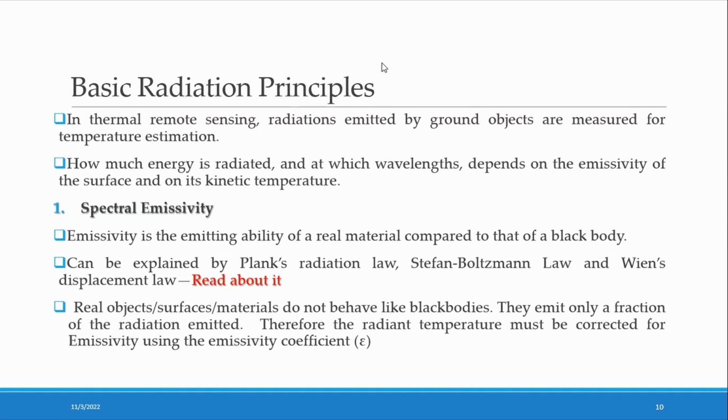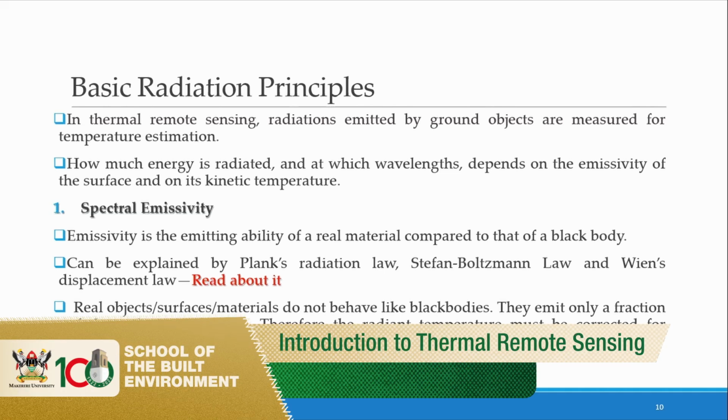However, we know that materials or surfaces do not behave like black bodies. Some energy will be absorbed and some will be emitted. So not 100% emission and not 100% absorption. So that is what emissivity is. It is just the ability of a body to emit radiation as compared to that of the black body.